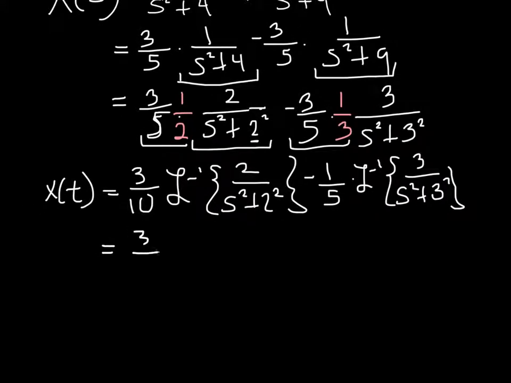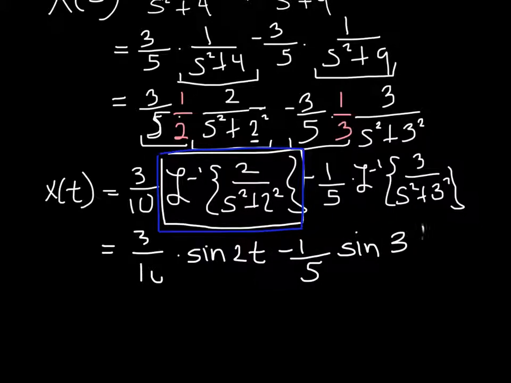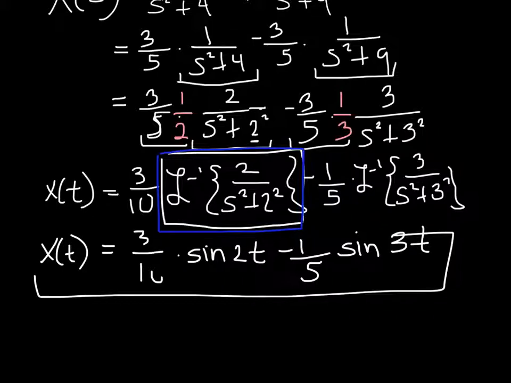And hopefully you can see that this guy right here, let's put some color, blue looks nice. The inverse transform of that function is definitely sine kt. So this is sine 2t. It's got to be a function of t, minus 1/5 sine of 3t. So there is our function of t, and I'm hoping that's correct. Hopefully I don't have any mistakes.